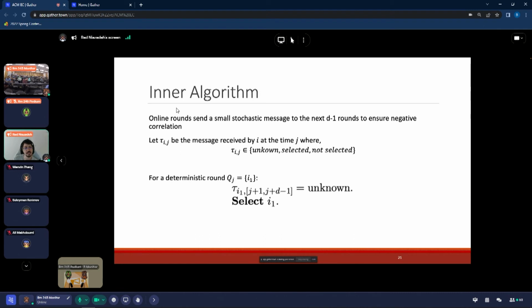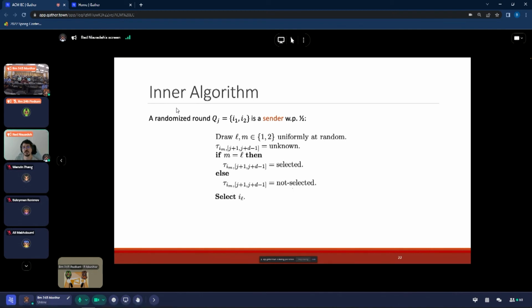So first, let's talk about the deterministic runs. Let Q_j be a deterministic run containing a single vertex I_1. In that case, our algorithm resets the message for I_1 and in a deterministic way selects I_1 as an output.